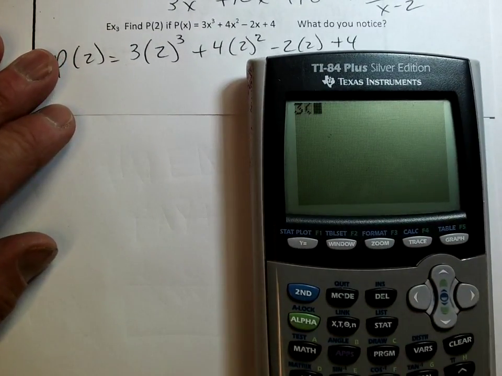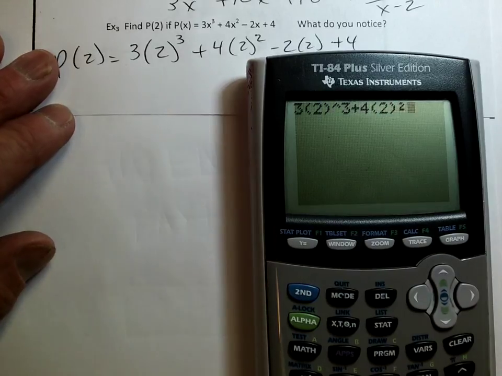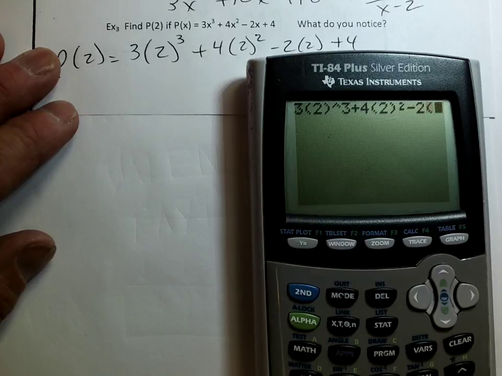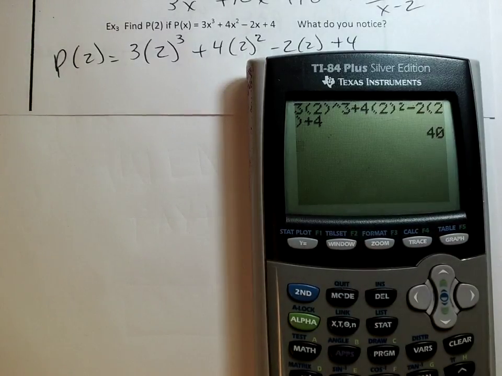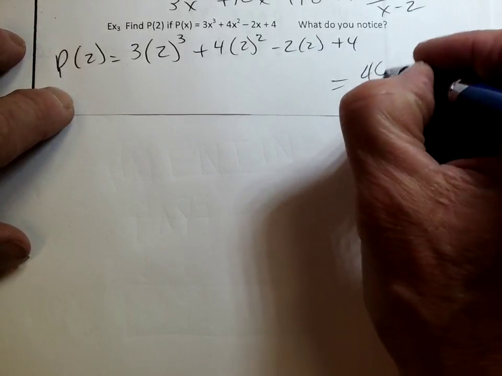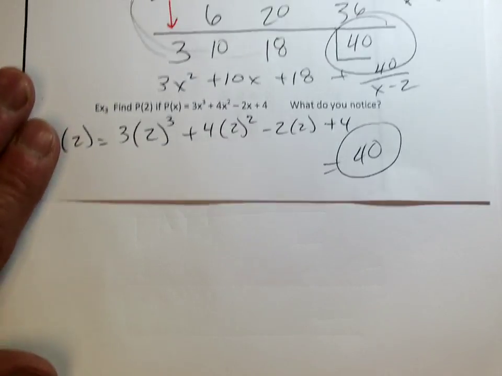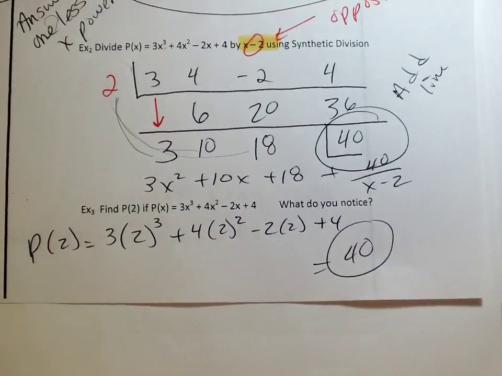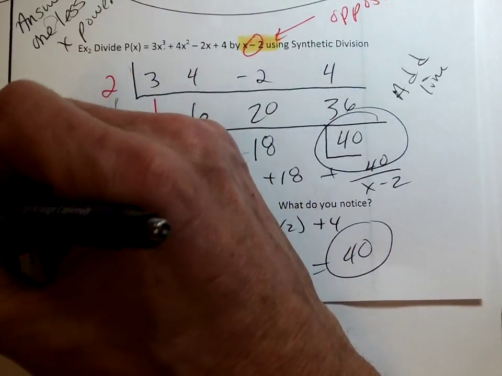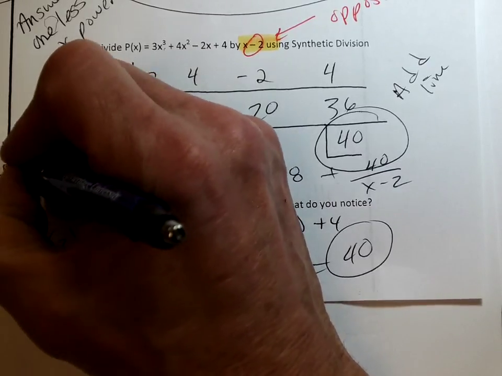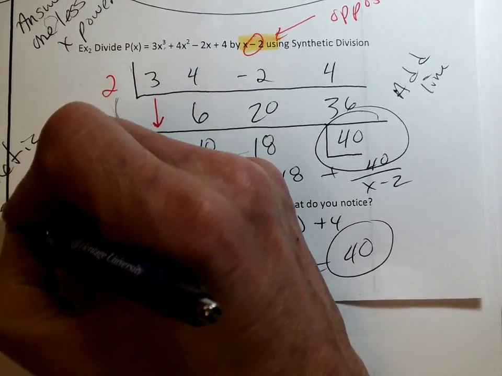So if I go 3 times 2 cubed plus 4 times 2 squared minus 2 times 2 plus 4, I get an answer of 40. Now here's something important. I got 40. I want to see 2 numbers. What we just did is called synthetic substitution. Let's write that.